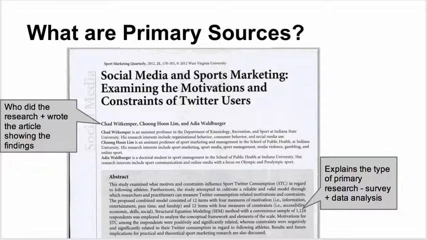And in the abstract, we have an explanation of the type of primary research that they did. So we have this sentence that says structural equation modeling method with a convenience sample of 1,124 respondents was employed to analyze the conceptual framework and elements of the scale. So what that really means is we did a survey of 1,124 people. So they're telling you in this abstract and later on in the paper as well the type of primary research they did, which was a survey and then analysis of the survey data.